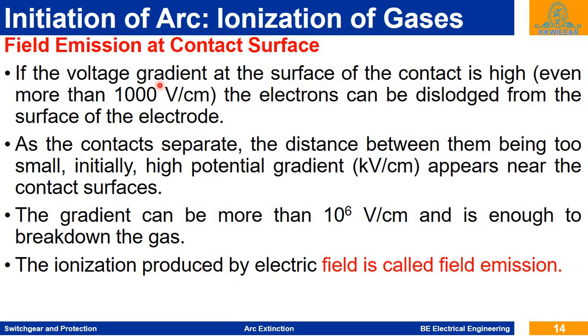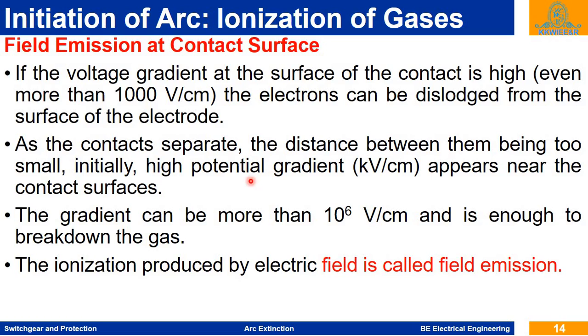So this voltage gradient is experienced by this contact or by this gap. Because of this voltage gradient, the electrons can be dislodged from the surface of the electrodes. As the contacts separate, the distance between them is initially very small, and a high potential gradient appears near the contact surface, in kV per centimeter.